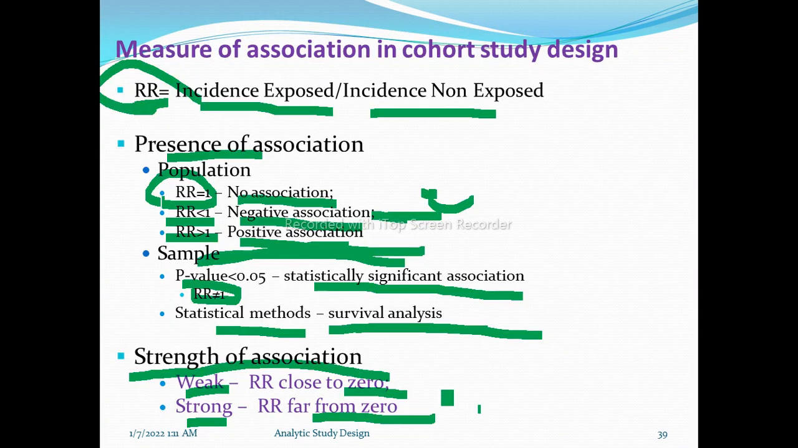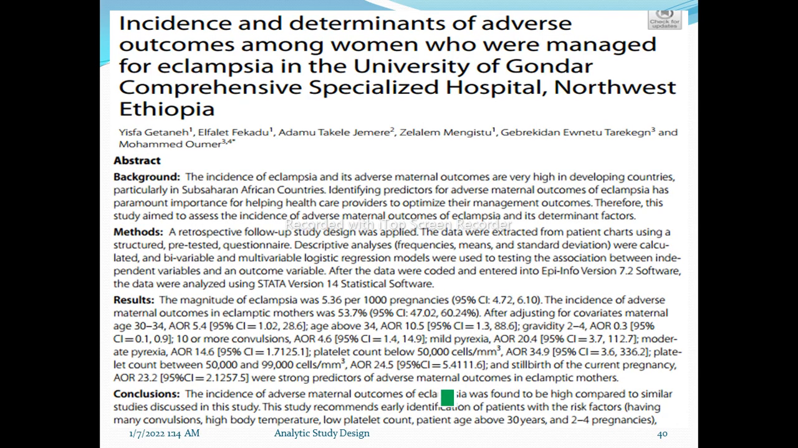The other example is the incidence and determinants of adverse outcomes among women who were managed for eclampsia. This is a retrospective follow-up study design. Incidence here means the adverse outcome.